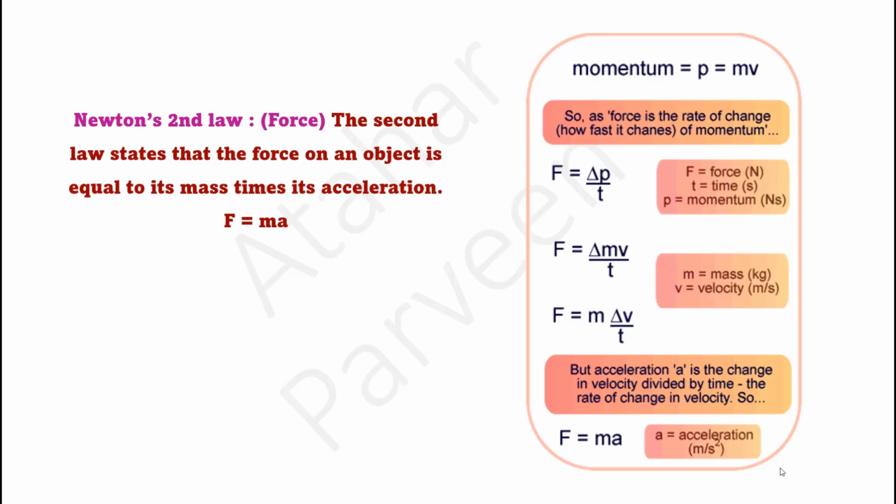Okay, basically momentum P is equal to m into v. You have to remember this formula. With this formula only, we can derive Newton's second law in another way. We can derive it ultimately to F is equal to delta P upon T, which means the force is equal to the rate of change of momentum. This is also Newton's second law only.